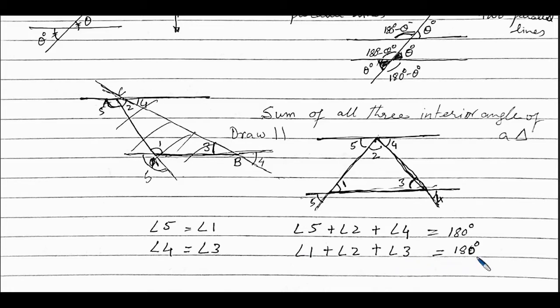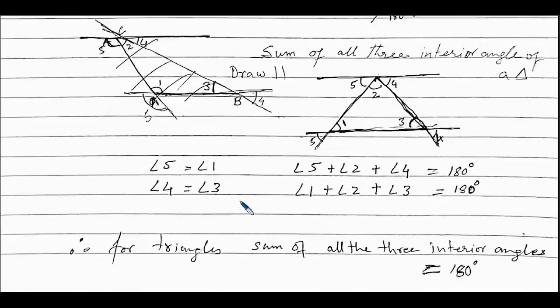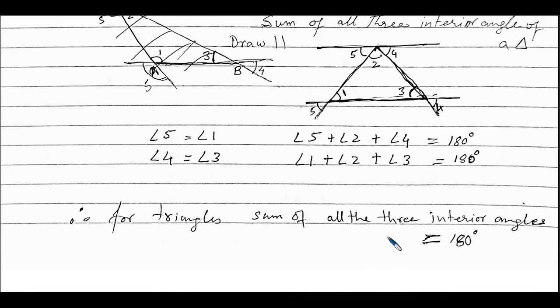I may be going pretty fast, but you can always pause, go back, think about it and do it. Similarly for here also, you just think about it. I have labeled it so you can understand. So for a triangle, the sum of all the three interior angles is 180: angle 1 plus angle 2 plus angle 3.